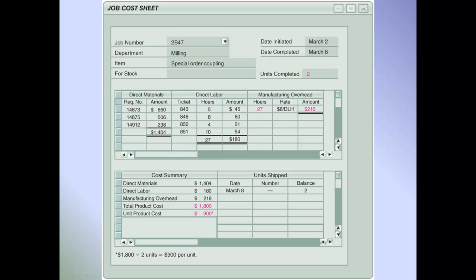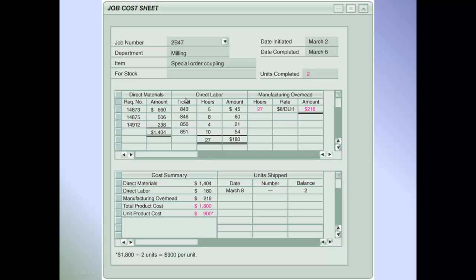In this illustration, you see a job cost sheet. This is for one particular job from one department for one item. Shows the date that we started, the date that we completed, and the number of units that were completed. Over in this section, you can see the direct materials that are assigned to this job. We track these through the materials requisition form.